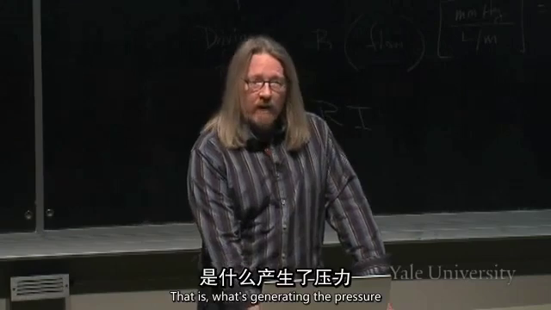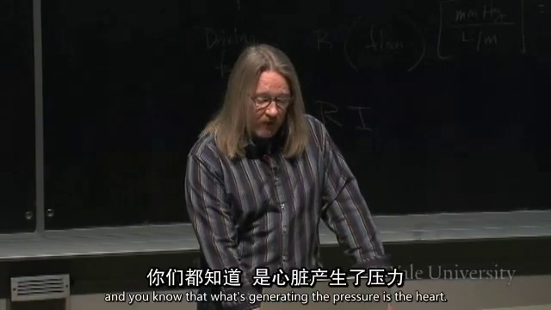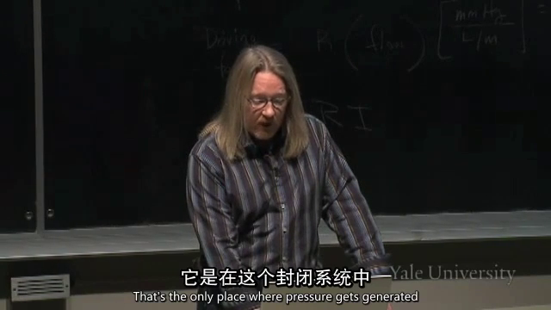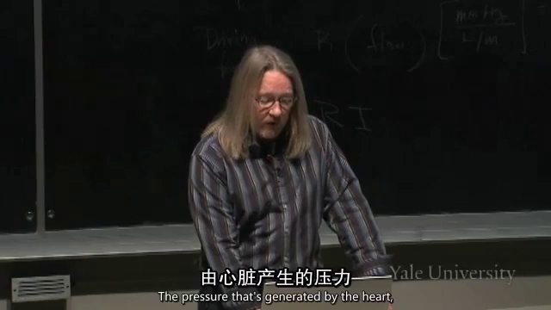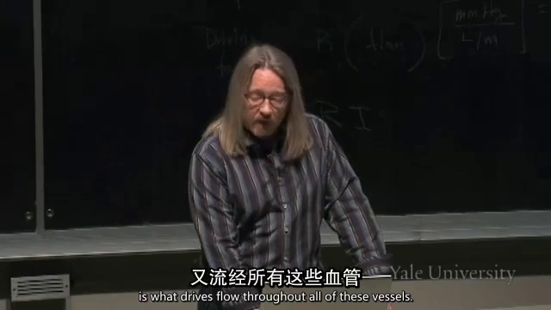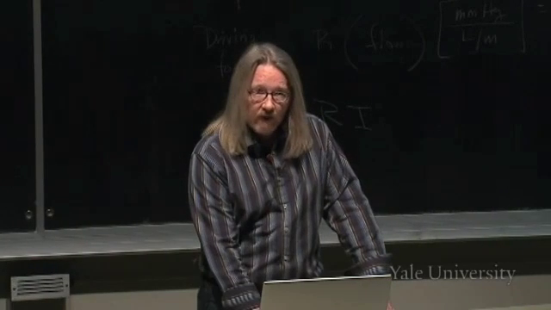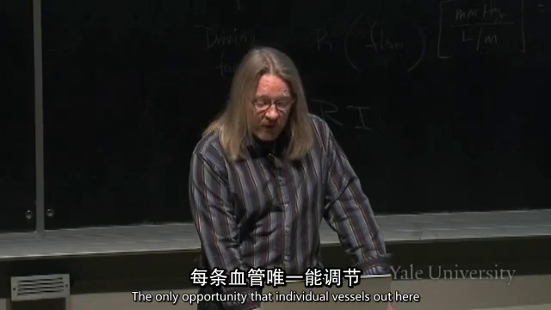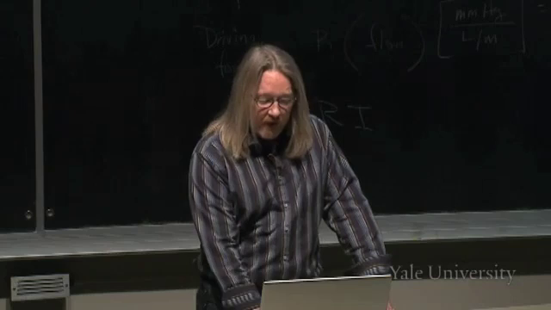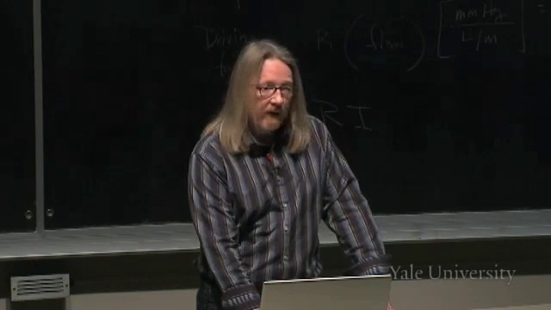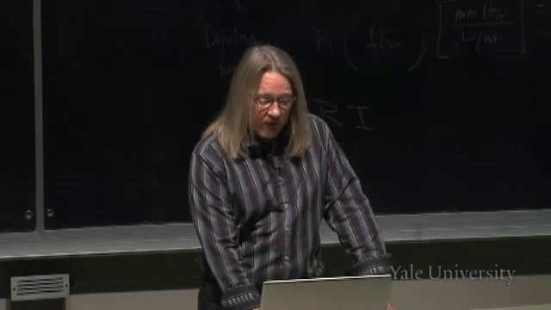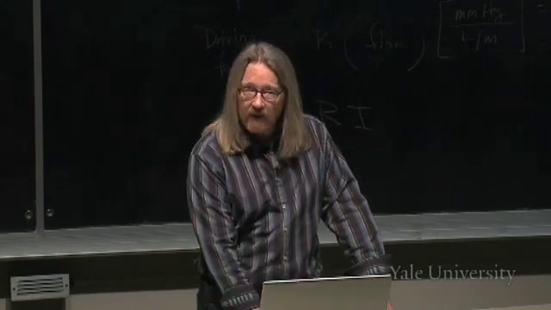And then let's now think about what's driving this flow. That is, what's generating the pressure. And you know that what's generating the pressure is the heart. That's the only place where pressure gets generated within this closed system. And the pressure that's generated by the heart, which is experienced by the aorta, is what drives flow throughout all of these vessels. And the only opportunity that individual vessels out here have to adjust how much flow goes to them is by changing their diameters, which they do. Right? The only way to change the overall rate of flow is to change the overall pressure drop, which can only be done by the heart.